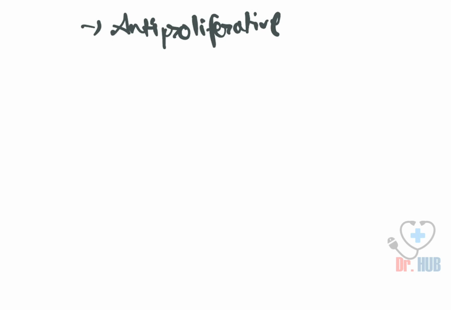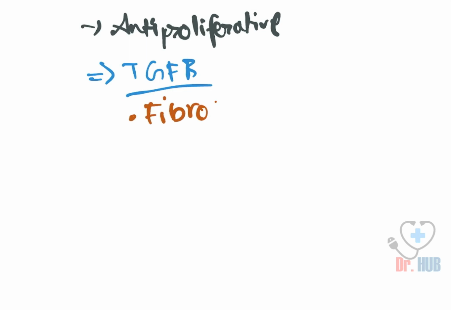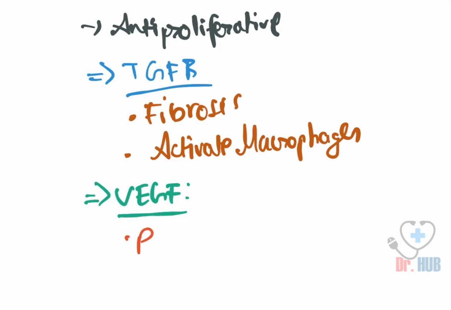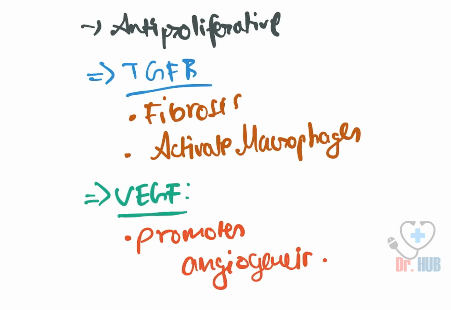After this, there is TGF. We look at TGF beta. TGF beta can result in fibrosis, as well as it activates the macrophages. Then we look at VEGF. VEGF promotes angiogenesis.